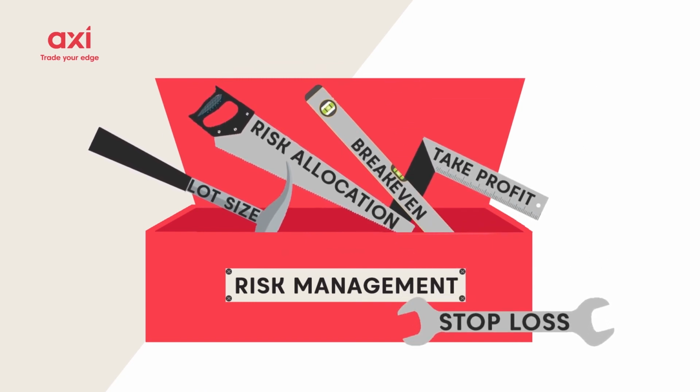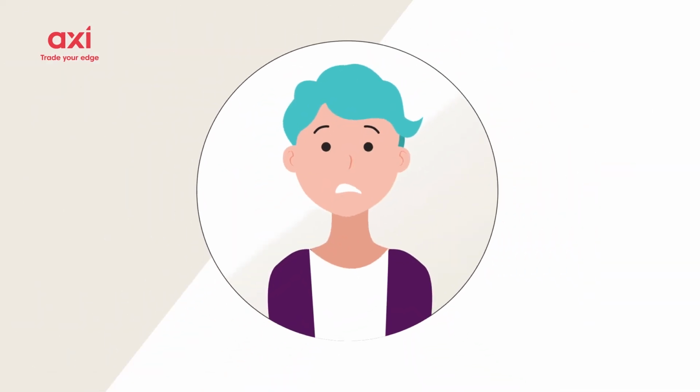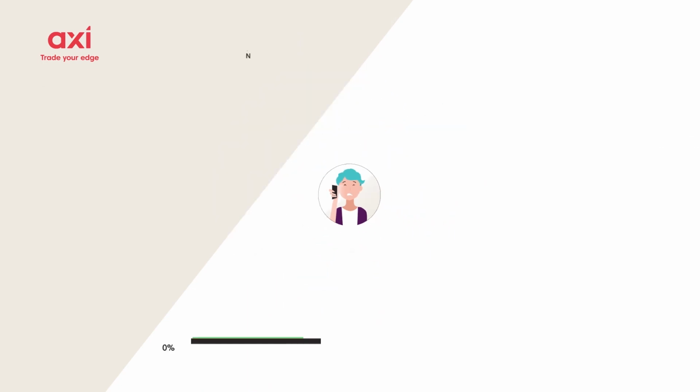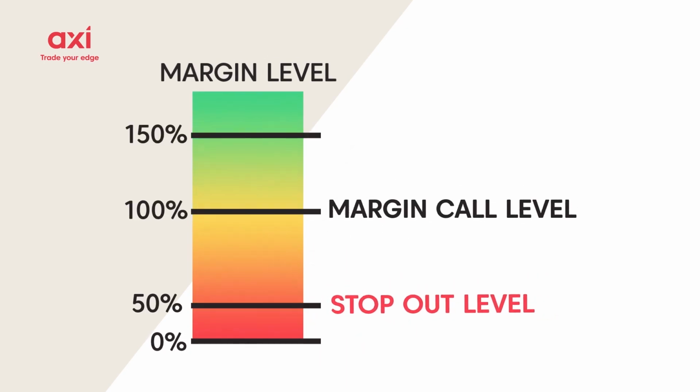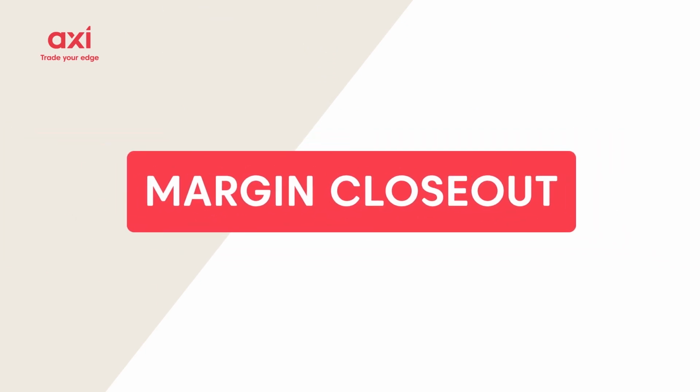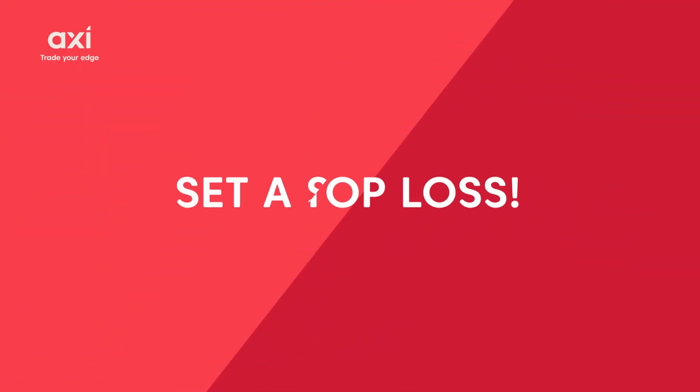If you don't set up a stop-loss, you risk receiving a call you never want to get, the margin call. This is a hypothetical bad news call to let you know you've run out of margin and you need to add funds to your account. If you still don't top up and your trade continues to lose, you stand the risk of getting a margin closeout. This is when the broker closes your position to protect you from losing more than you have deposited. So make sure you don't forget to set up a stop-loss.